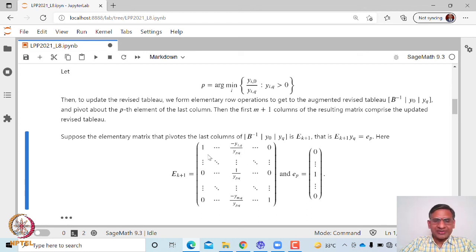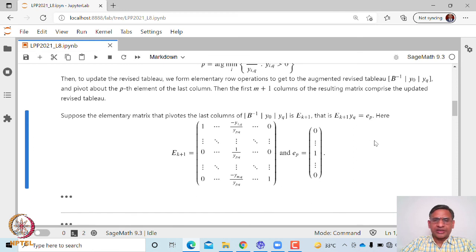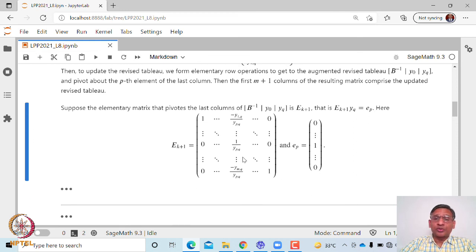This will correspond to a sequence of elementary row operations, which is denoted by the matrix Ek. So when you multiply Ek by yq, what do you get? All the entries will become 0 except the pth entry, which is 1. This is a unit vector whose pth coordinate is 1, and the remaining are all 0. So this is what you will get: Ek plus 1 times yq is equal to ep. Right. So that is how you are going to pivot.